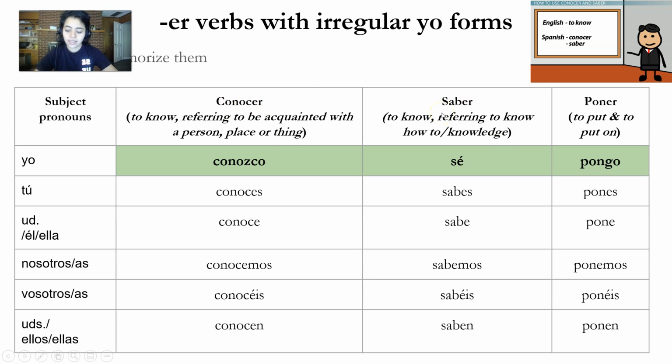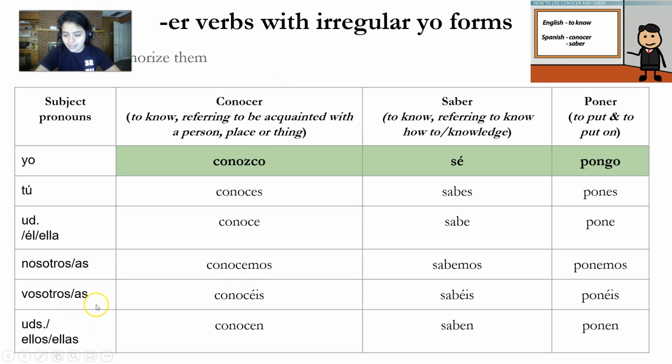Saber, on the other hand, is used to refer to skills, facts, or knowledge. So for example, skills, maybe you know how to swim, maybe you know how to ride a horse or drive a car. So that is saber. Then we have the verb poner, which means to put, but also means to put on. Like when you put on music, and also when you put on clothes. So that's poner. So remember that you have to memorize the yo forms. Yo conozco, yo sé, yo pongo. And then the other endings are regular, as in any other ER verb.